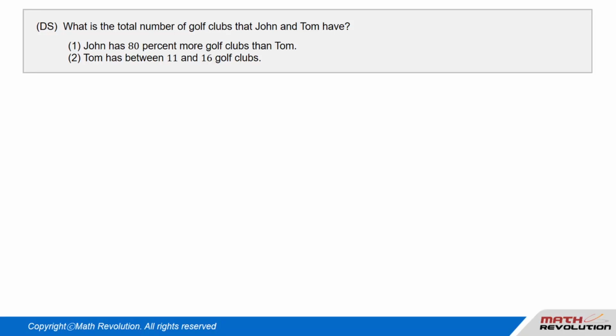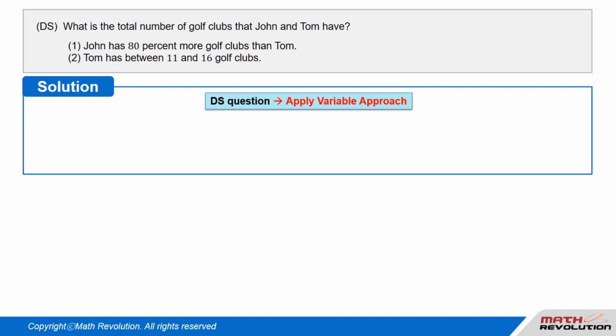Question 4. DS. What is the total number of golf clubs that John and Tom have? Condition 1. John has 80% more golf clubs than Tom. Condition 2. Tom has between 11 and 16 golf clubs.